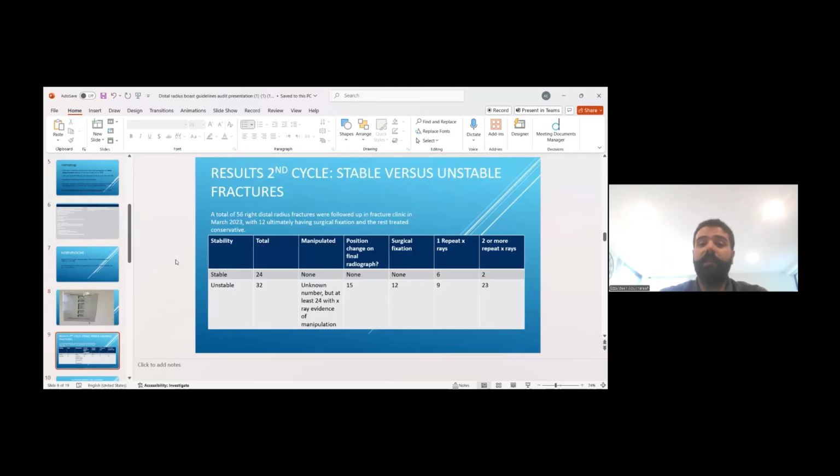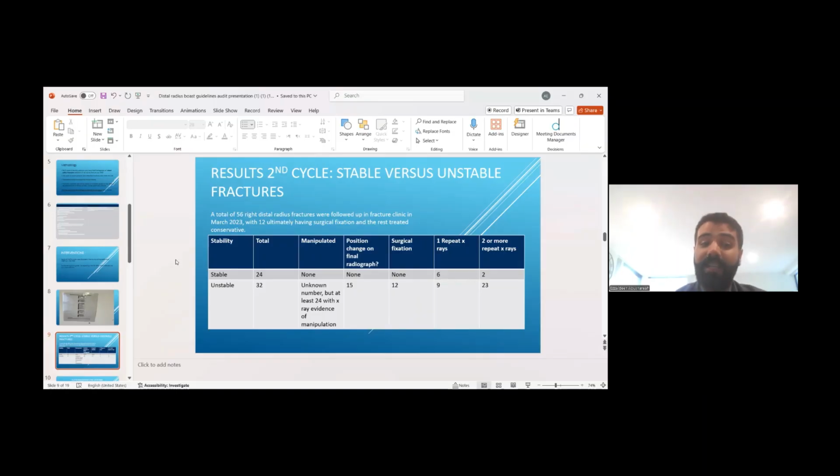In the second cycle, we found 24 patients with stable fractures. None of them were manipulated, none had a position change on repeat X-rays, and none had surgical fixation. Six of them had at least 1 X-ray, and 2 of them had 2 or more X-rays. Some patients had 3 or even 4 X-rays, although the fracture was stable from the first instance.